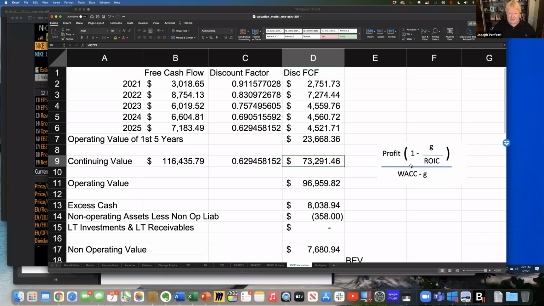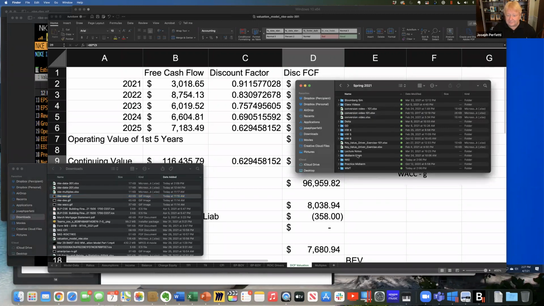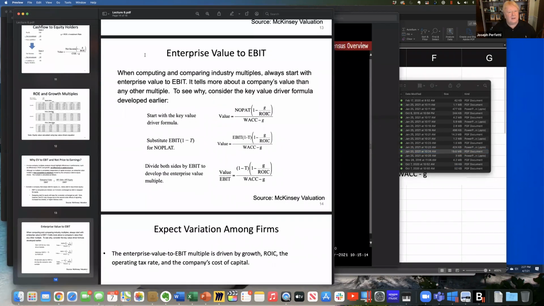Well, this is where key value drivers will help us out. In the reading, in the book for this week, which is going to be our next section of the class, we're going to talk about multiples. And in those lecture notes and in the book, lecture 6, this is one of the things you're going to read about. This is the formula for the enterprise value to EBIT multiple right here.